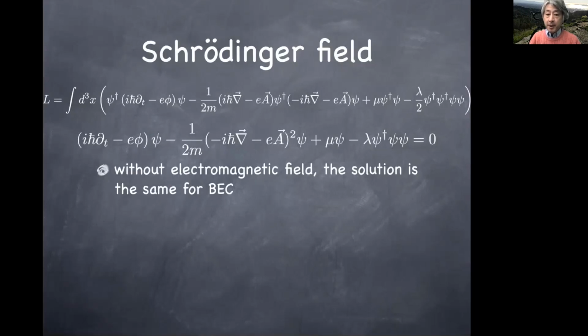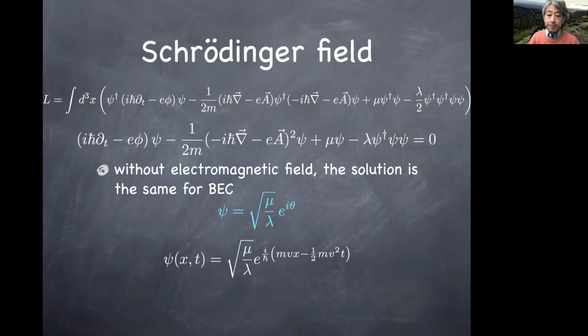Without the electromagnetic field, so if we just set the vector potential and the scalar potential to 0 for now, then this is the same equation we had before for the Bose-Einstein condensate. And we have found special solutions for them. A static solution is just by going to the bottom of the potential given by the chemical potential and this quadratic coupling lambda. And this is the solution with an arbitrary phase. So that's the same here as well.